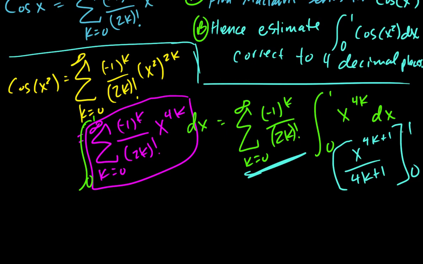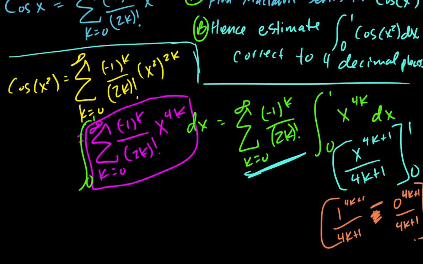Okay, so if I plug in a 1 to this, I'm going to get 1 to the 4k plus 1 over 4k plus 1 minus 0 to the 4k plus 1 over 4k plus 1. This should be minus, actually. I don't know why I did plus. Okay, subtraction.